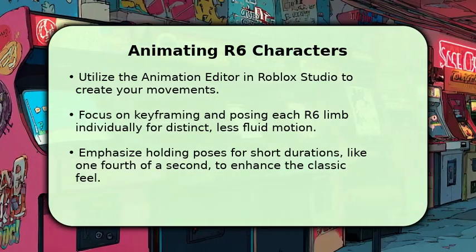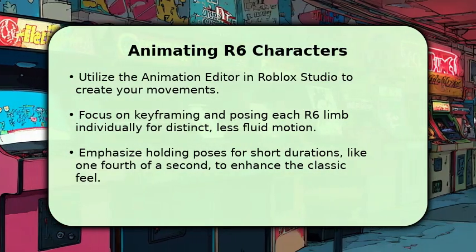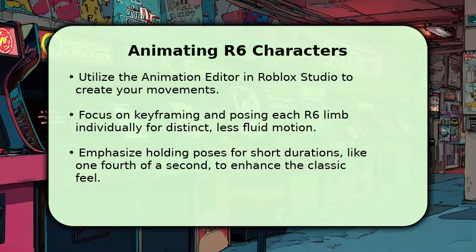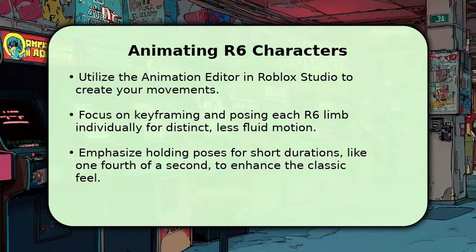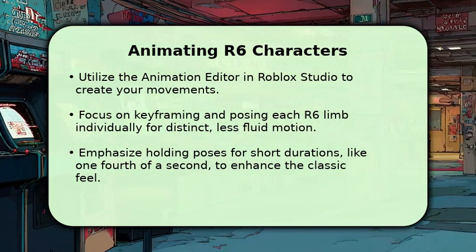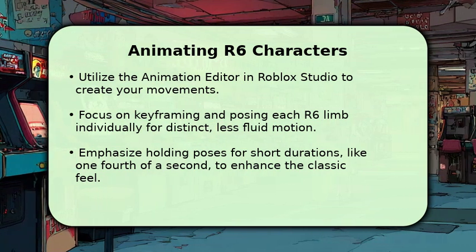Now that you have an R6 character, open the animation editor from the Avatar tab. Select your rig and begin creating keyframes. Focus on posing each limb individually, aiming for distinct, almost robotic movements rather than smooth, fluid transitions.